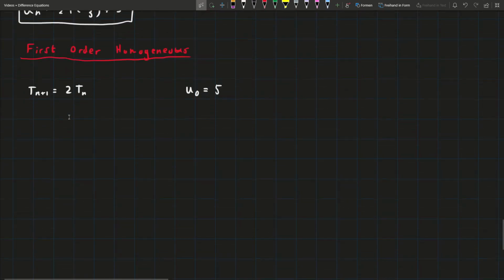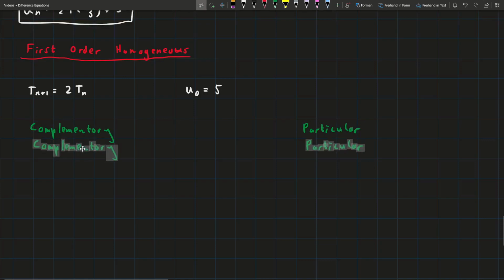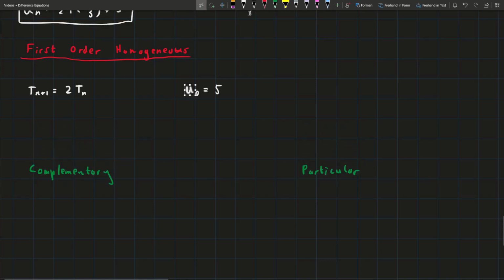So then our final type is a first order homogeneous, which looks like this. Again, you don't have to remember the types, I'm just going through them all. So again, we're going to have complementary and particular. I'm going to take all my Tn terms onto one side, as I did. I don't know why I keep mixing up the T's and the U's. It doesn't make a difference though. I should have just read T0. So then we can just move them all to one side.